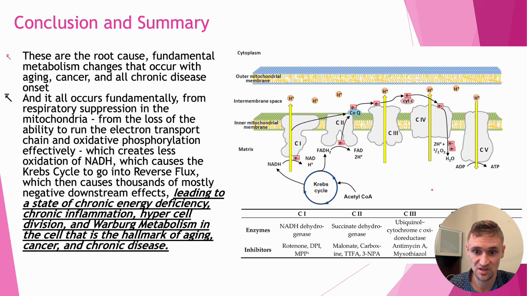And additionally, more glucose molecules aren't getting burned through this high energy pathway, through getting turned into that NADH to create lots of ATP. So you're getting even less energy too. So you can see how this whole process leads to a state of chronic energy deficiency, chronic inflammation, hypercell growth and division, and that Warburg metabolism in the cell, which is really the hallmark of all aging, cancer, and chronic disease.